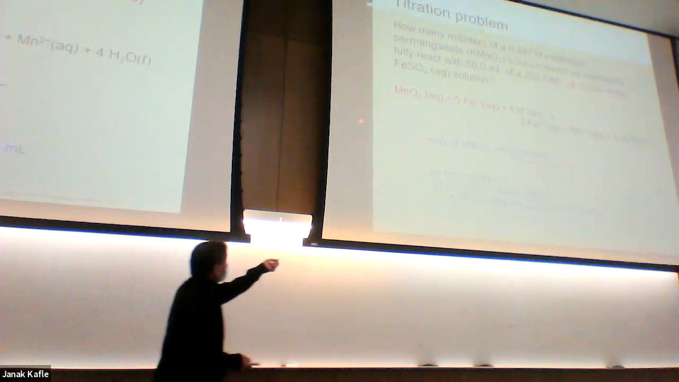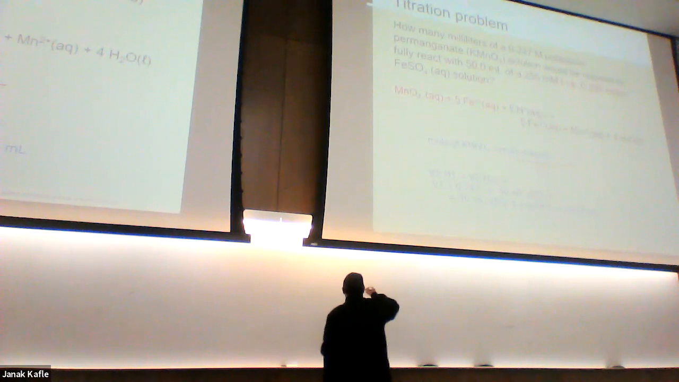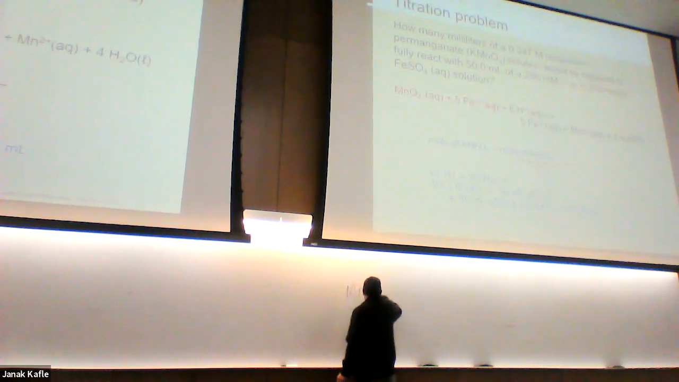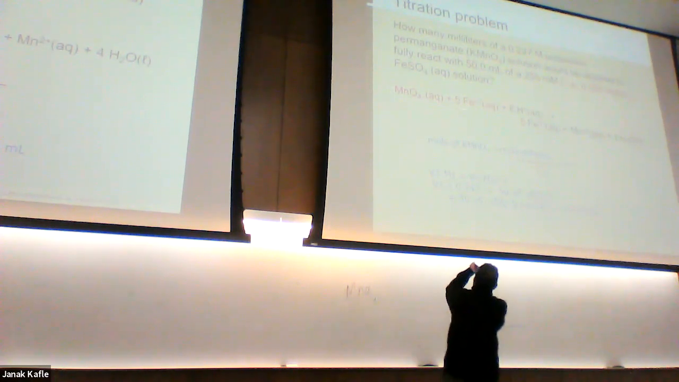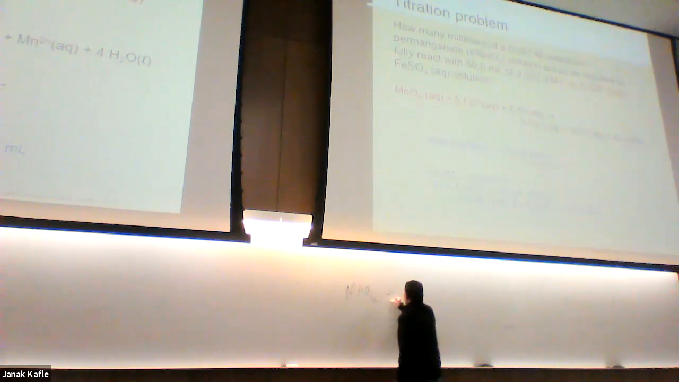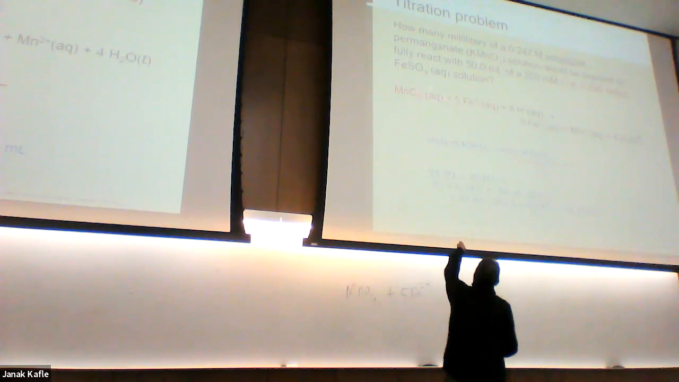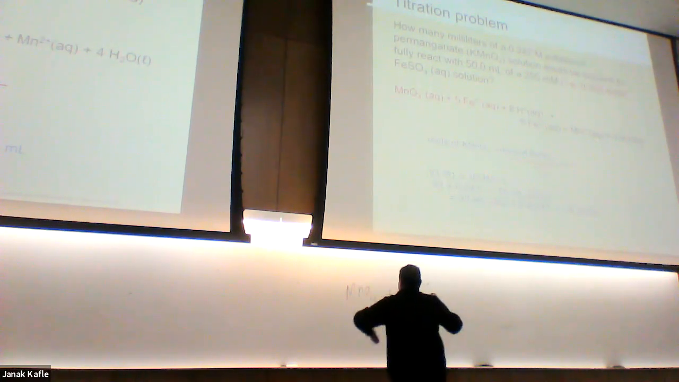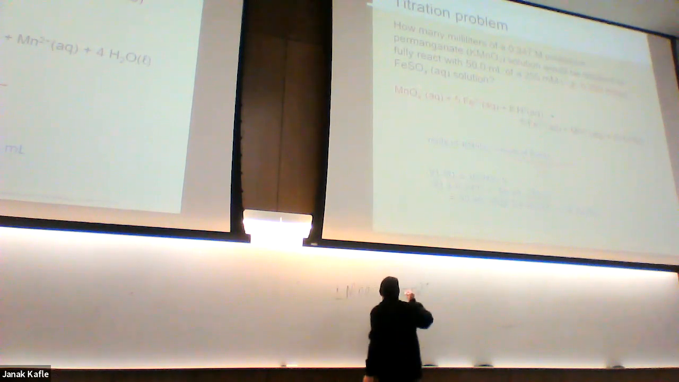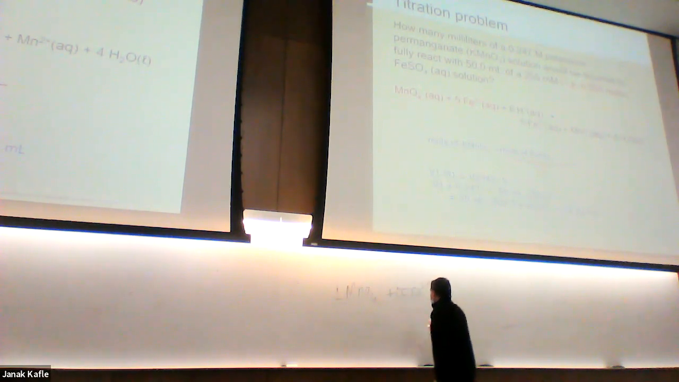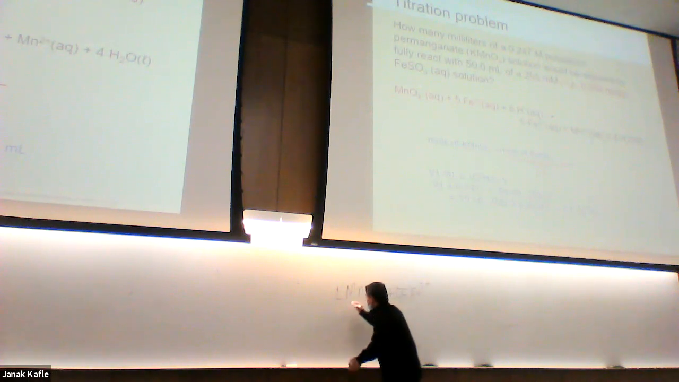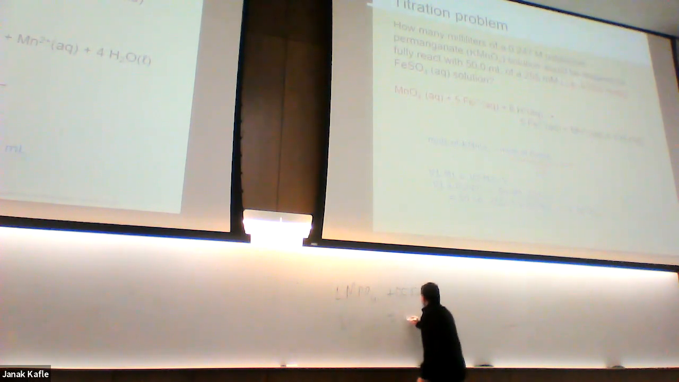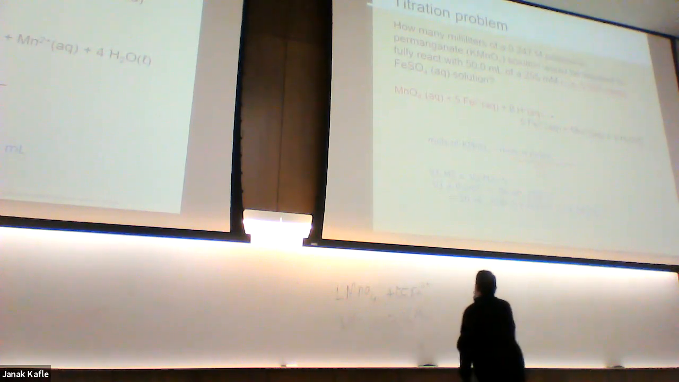So the reaction is this one: MnO4- reacting with 5 Fe2+. So this is the reaction. And when we do the balance, here is 1 and here is 5. If you are going to write V1 M1 for this one and V2 M2 for this one, so who is stronger here?